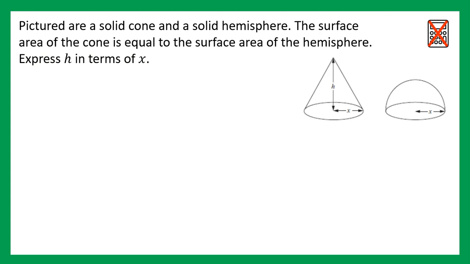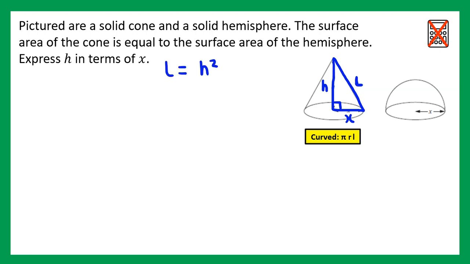To do this, we'll need algebraic expressions for the surface area of the cone and the surface area of the hemisphere. Starting with the cone, I'll be able to use pi RL, but I'll need to use Pythagoras' theorem to find an expression for L, which is the slant height. This length was labelled as h, and this was labelled as x. So an expression for L can be worked out by squaring the two shorter sides, h squared and x squared, adding them together and square rooting.